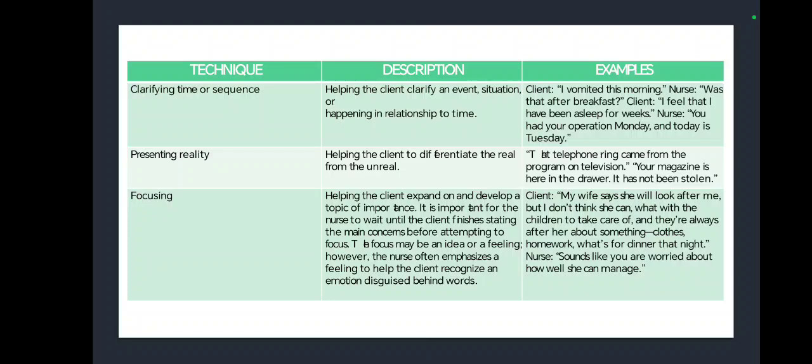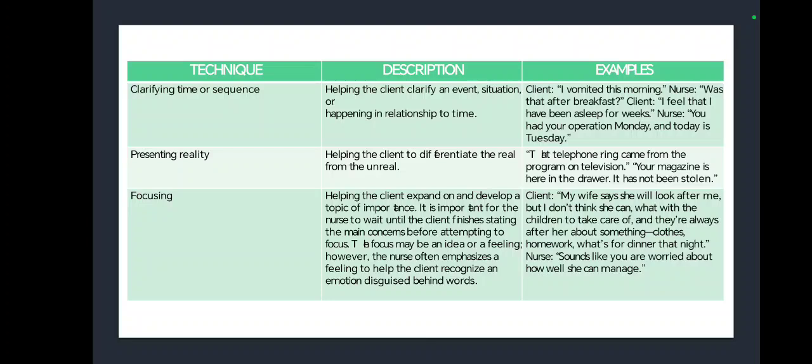Next, presenting reality, helping the client to differentiate the real from the unreal. So usually we use this type of therapeutic communication skill if the patient has episodes of unrealistic beliefs, such as delusions. No? So we can use this one. So that telephone ring came from the program on television. Your magazine is here in the drawer. It has not been stolen.